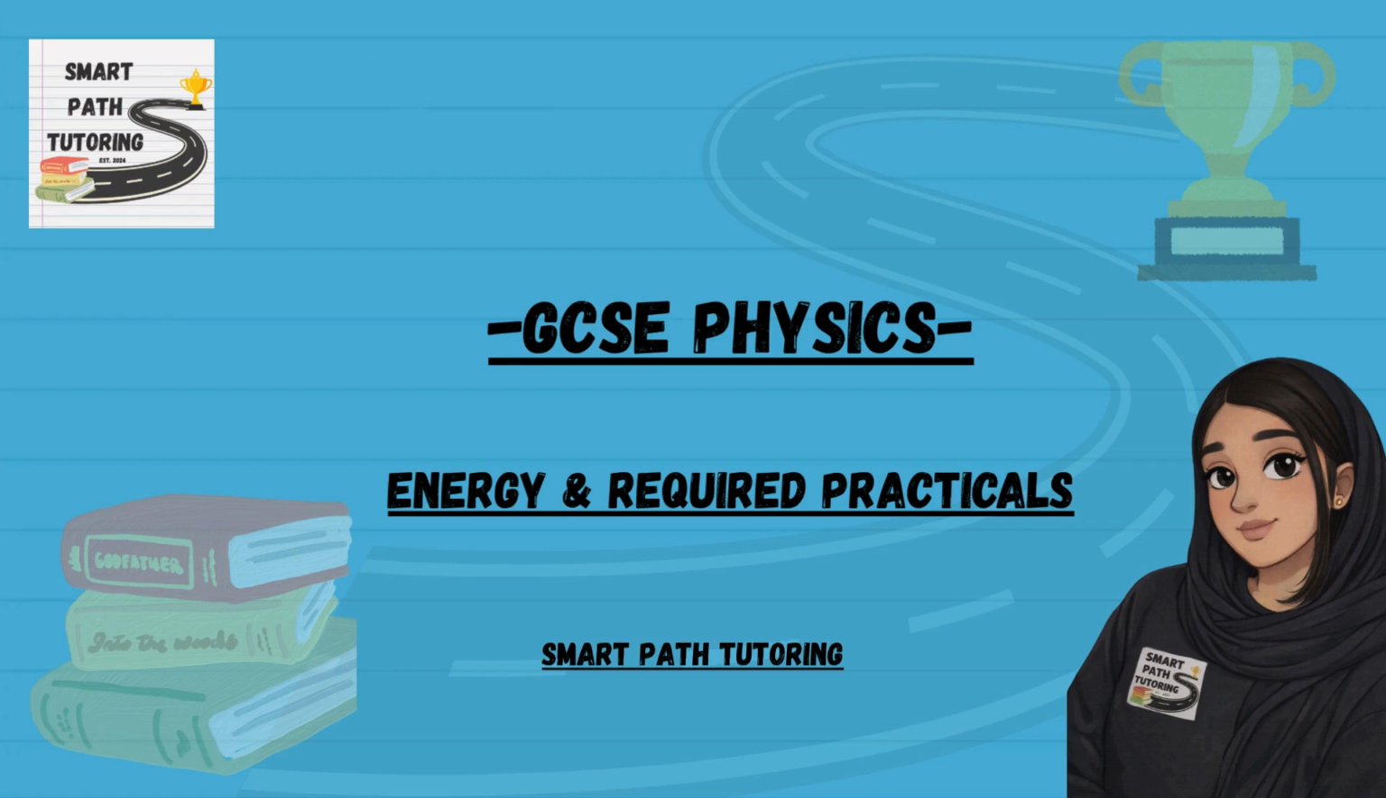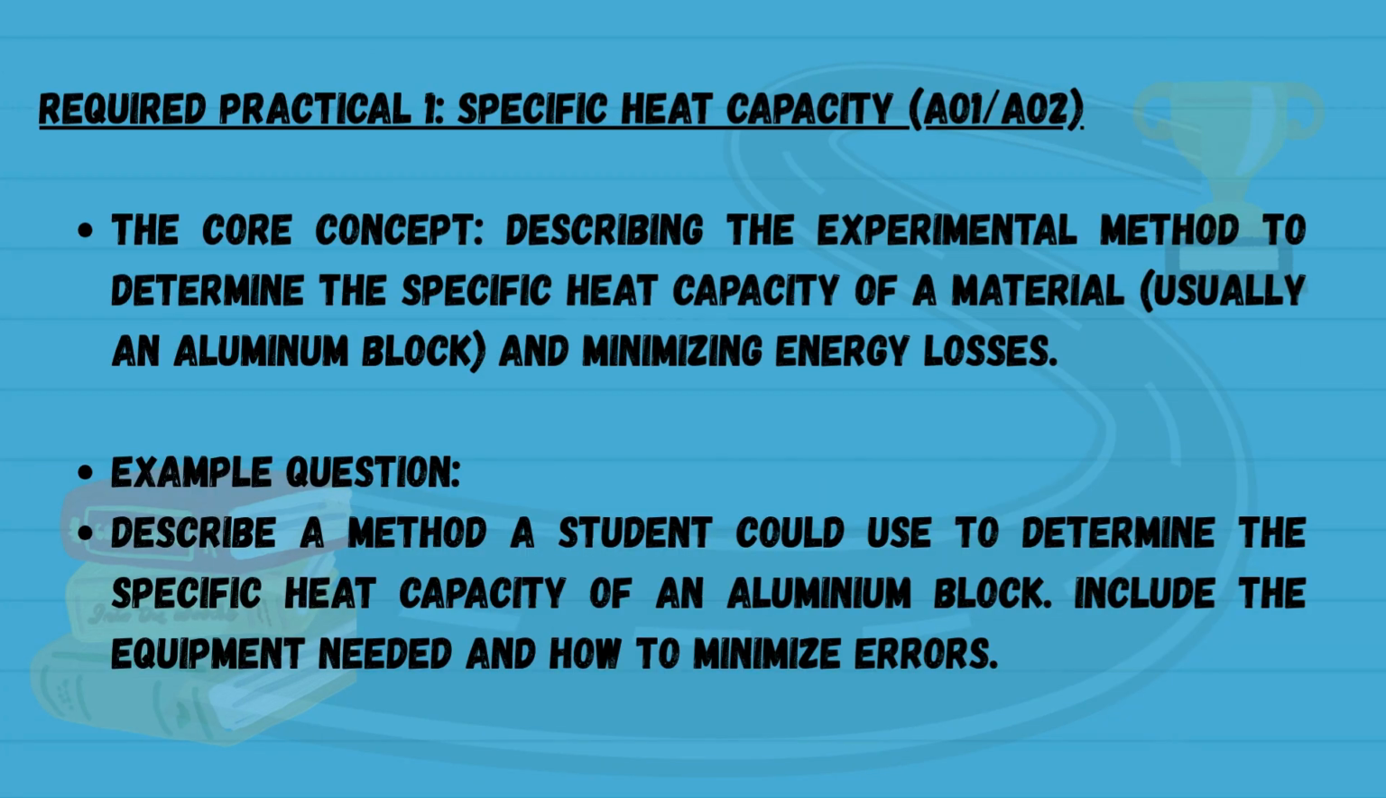GCSE Physics, Energy and Required Practicals. Required Practical 1, Specific Heat Capacity. The core concept: describing the experimental method to determine the specific heat capacity of a material, usually an aluminium block, and minimizing energy losses.